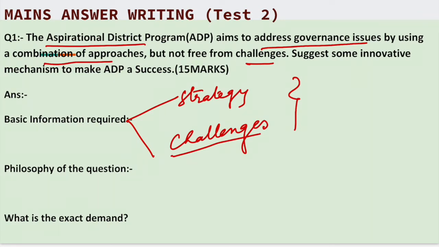operational challenges, I must say, and then I will also talk about some of the innovative mechanisms to make the ADP a success. These are the three different parameters on which you need to focus equally in your answer, because this question demands an equal engagement of all these three parts, that is approach, challenge and innovative mechanism.